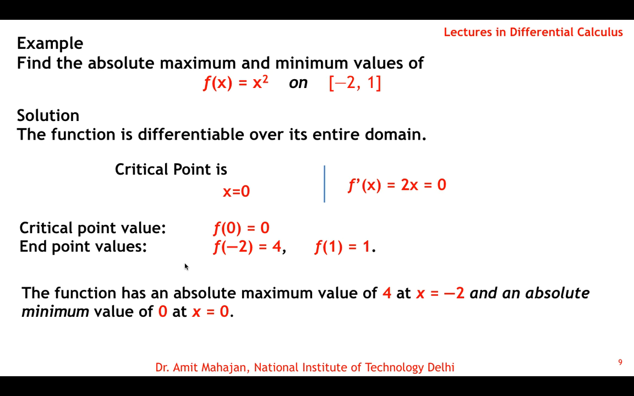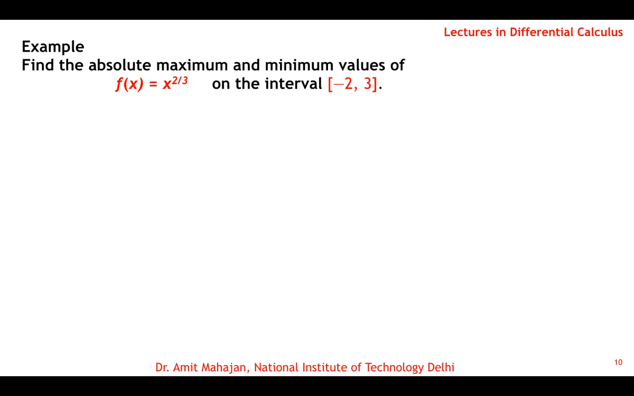So this was example 1. Let us take another example. Say find the absolute maximum and minimum values of the function f(x) equal to x raised to the power 2 by 3 on the interval -2 to 3.